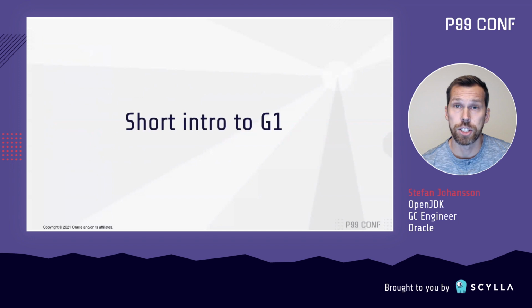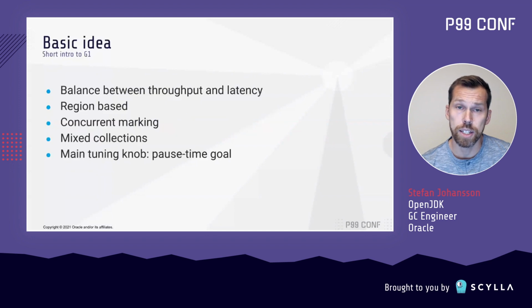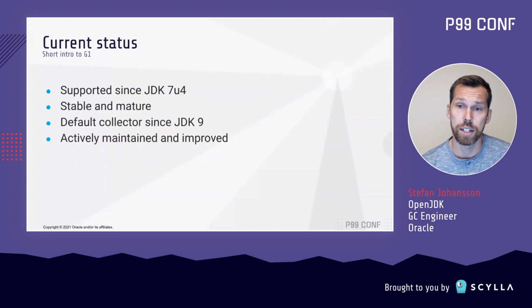Some current status for G1. G1 was added in OpenJDK in JDK 6, but it didn't get support until JDK 7 U4. Then we put in a lot of work in the JDK 8 timeframe to really make G1 stable and mature, added some really necessary features. This made us take the decision to make G1 the default garbage collector in JDK 9. Since then, it's still actively maintained and has improved even more.